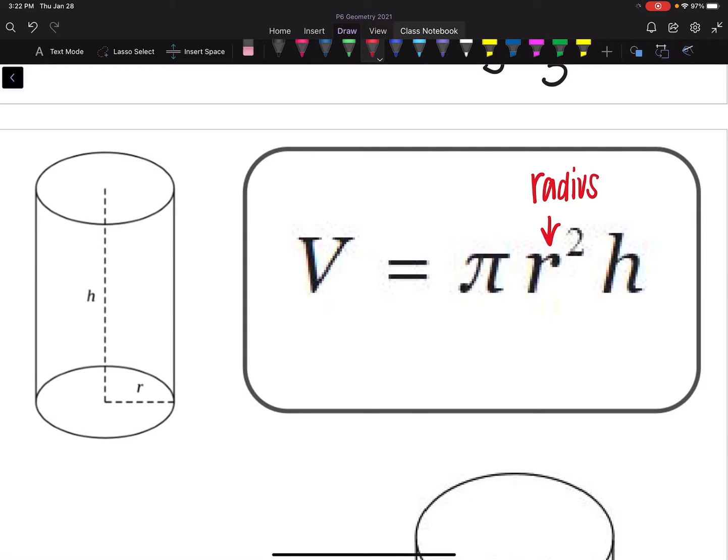If we look at our diagram here on the right, the radius is the distance from the center of the base to the end of the base. So if we were just looking at the circular base of our cylinder, it's the distance from the center straight out to the edge.